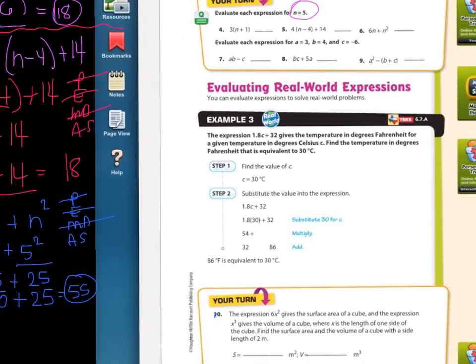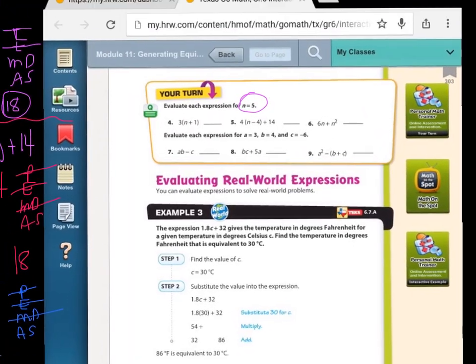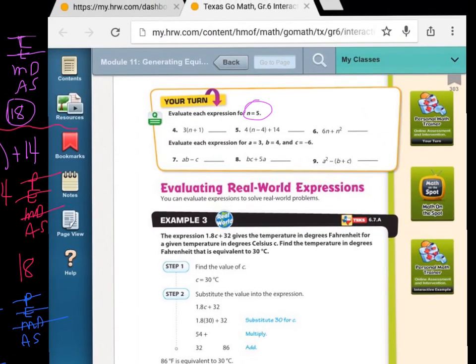Okay, let's look at number 7. And now we have A equals 3, B equals 4, C equals -6. So number 7, all of this is going in your notes. A times B minus 7. That's going to be 3 times 4 minus -6. Okay, please excuse my dear Aunt Sally.